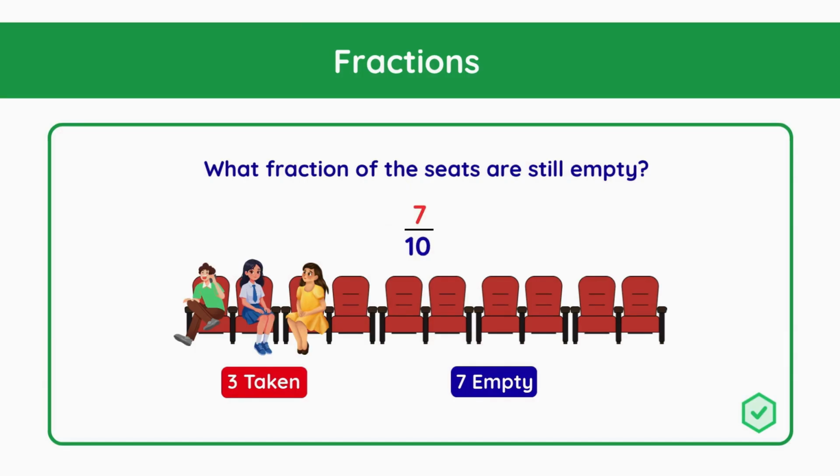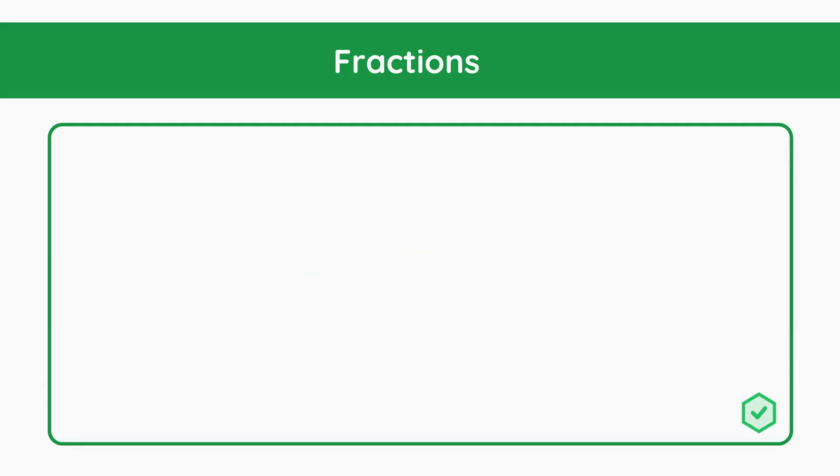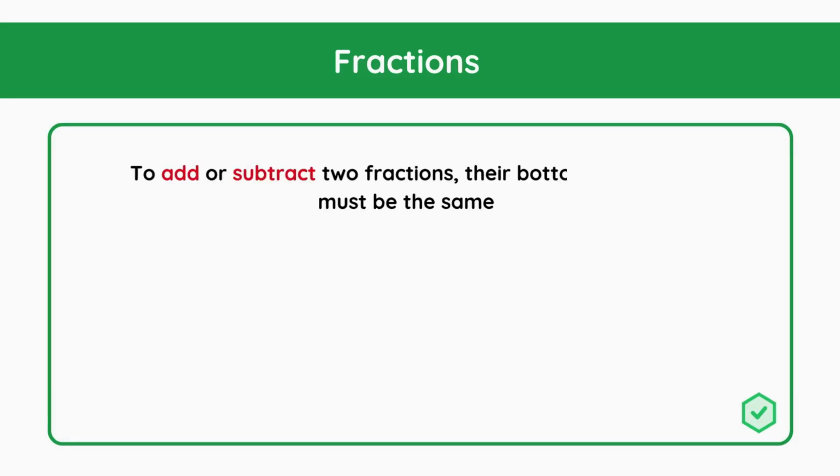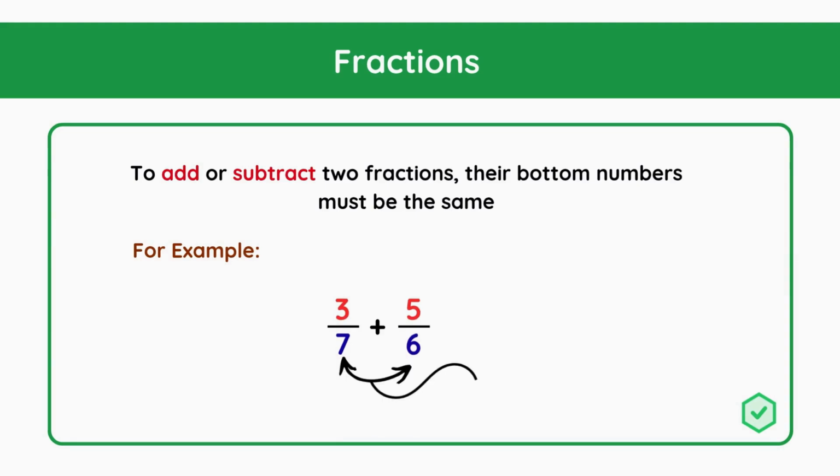Now the most important things you'll do with fractions are adding and subtracting them. So let's start there. But before we add or subtract anything, there's one rule you absolutely must understand. To add or subtract 2 fractions, their bottom numbers must be the same. That's the big rule. For example, if you wanted to add 3/7 plus 5/6, you can't do it straight away because the bottom numbers 7 and 6 are different. We'd have to make them match first. We'll come back to how we do that in a moment.